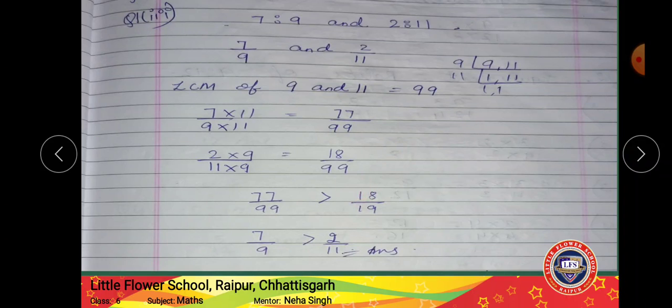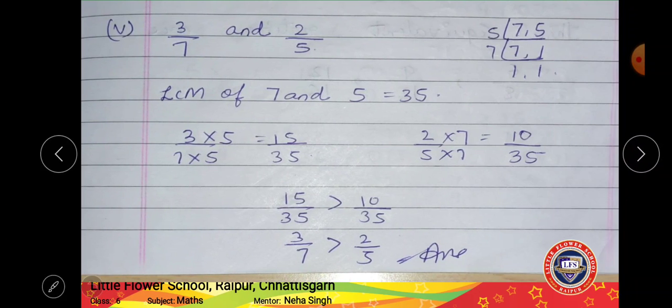Right? Here the denominator is 99. So 77 is obviously greater than 18. So what is the fraction corresponding to 77? 7 by 9. So the answer is 7 by 9 is greater than 2 by 11. Understood? The last, fifth part.